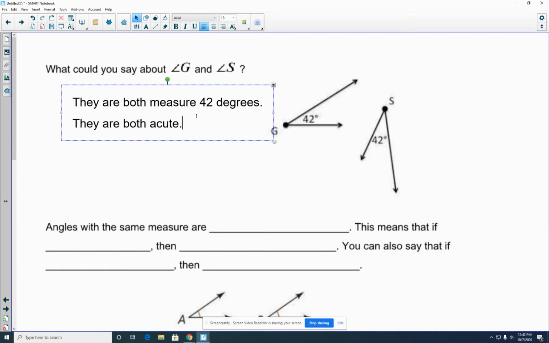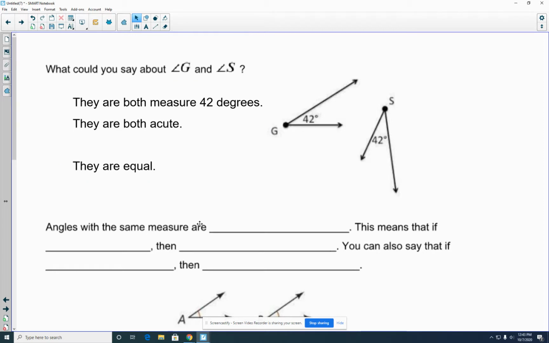Okay, let's go back to this. They both measure 42 degrees. So that means that they are equal. Think what it means for two things to be equal. They have the same measure, right? If I was 5 feet tall and you were 5 feet tall, we'd be the same height. We'd be equal in height. These angles are both 42 degrees, so they're equal in measure. They're equal to each other. So that brings up this little statement down here. Angles with the same measure aren't just equal. They're also known as congruent angles.